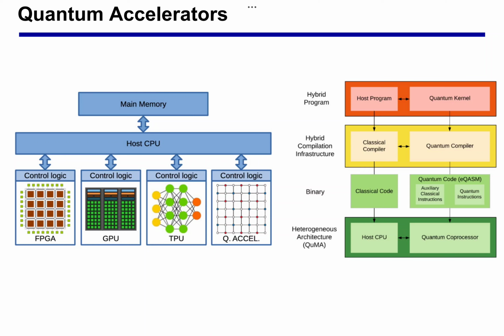The main memory is next to the host CPU, and then the FPGA and different chips like the FPGA, graphics processing unit, tensor processing unit, and accelerators, hybrid programmers, compiled binary, heterogeneous.